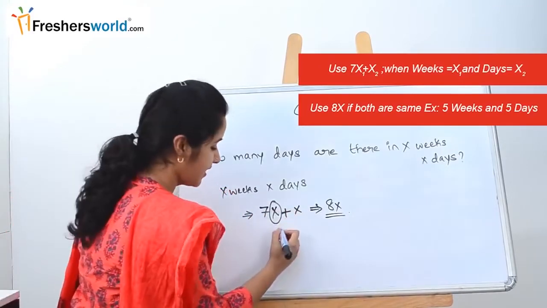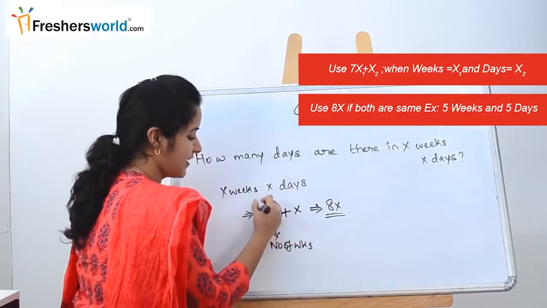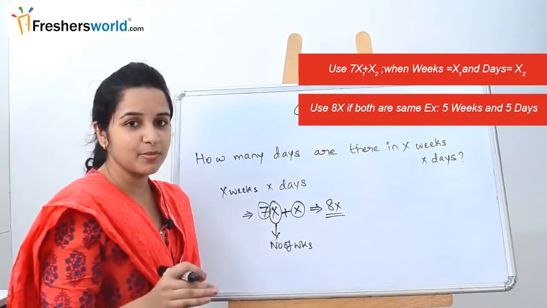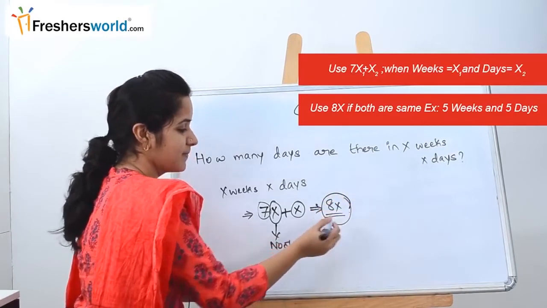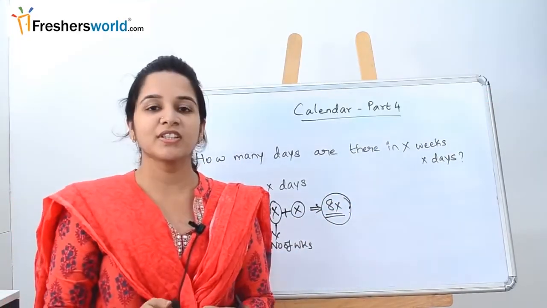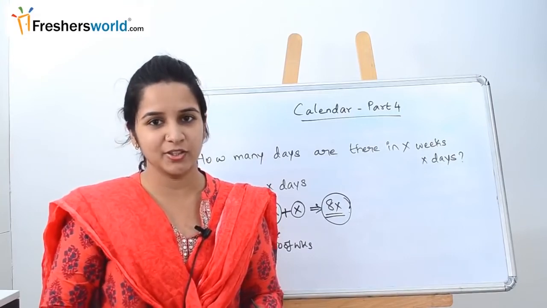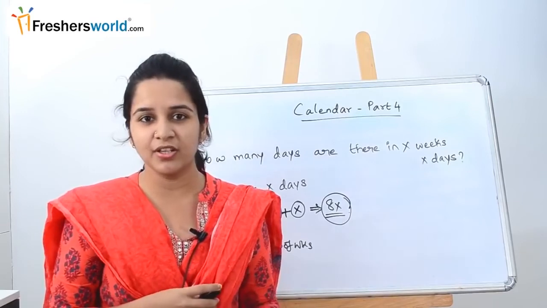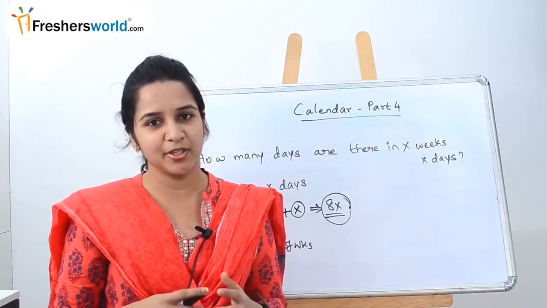So this shows the number of weeks that they have given in the question multiplied by 7, where 7 is the number of days in a week, plus the number of extra days given in the question. Once you add it, you will get the final value, and that is the answer for this question. With this we come to the end of the calendar part. We have done around 4 parts in the calendar topic. Once you know the various types of sums in the calendar that we have covered in all 4 parts, it will be easy for you to crack any calendar type of sum in your aptitude exam.